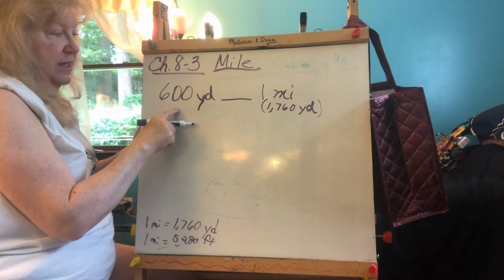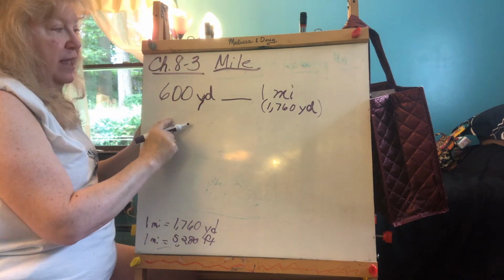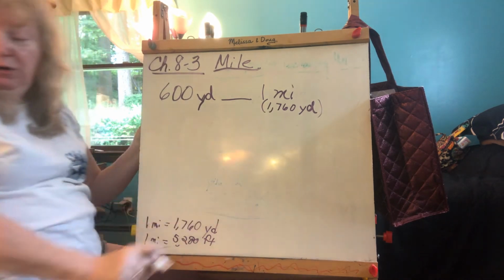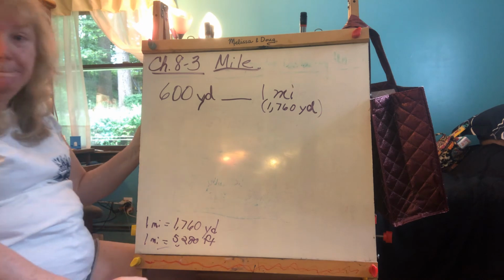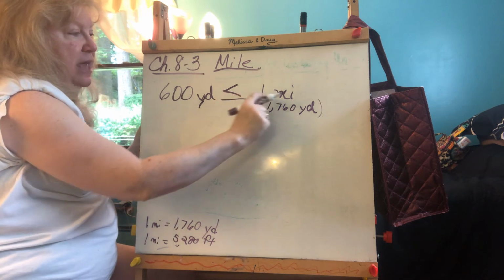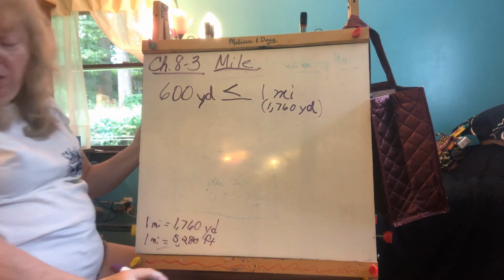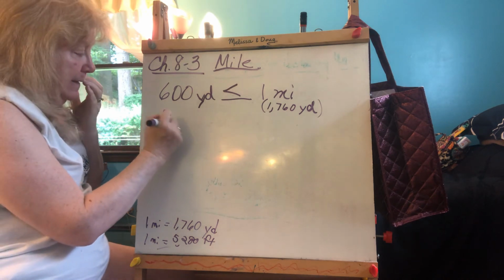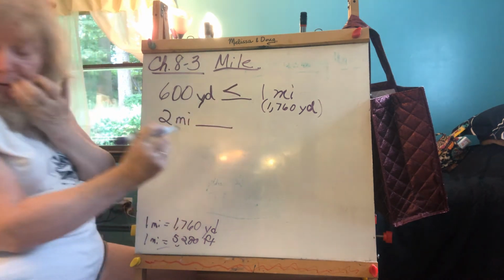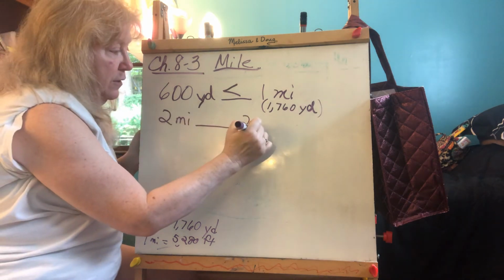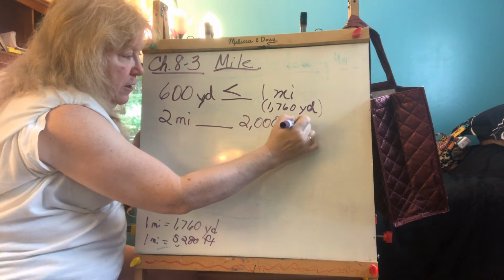Now I can compare this to this. Is 600 yards greater than, less than, or equal to 1,760 yards? Right. It's less than. 600 yards is less than 1 mile. Okay. What if we did this one? How about 2 miles compared to 2,000 yards?